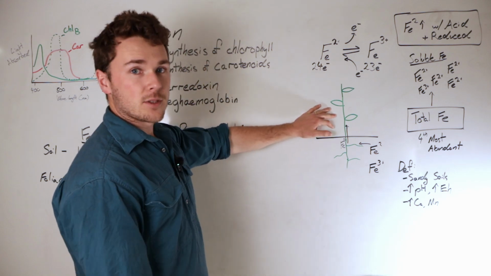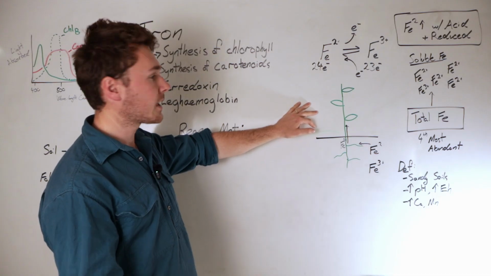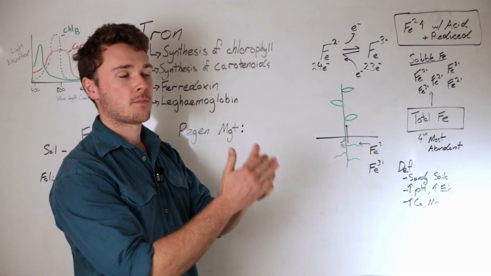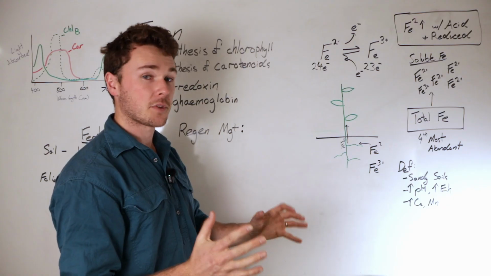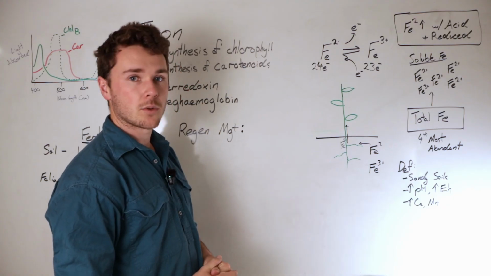That could suggest a deficiency. So typically we're looking at a 10% variation. Outside of that, once we get past 10%, we're starting to go, okay, is this a deficiency? Do we need to apply iron?